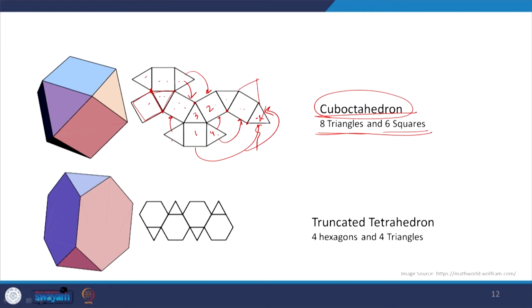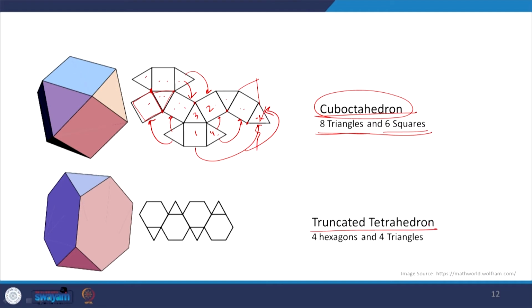So we know that this is going to go and meet here, and we have to keep imagining how this solid is finally coming up. So this is for cuboctahedron. Then we have a truncated tetrahedron. What is a truncated tetrahedron? You remember tetrahedron? It has 4 triangular surfaces.